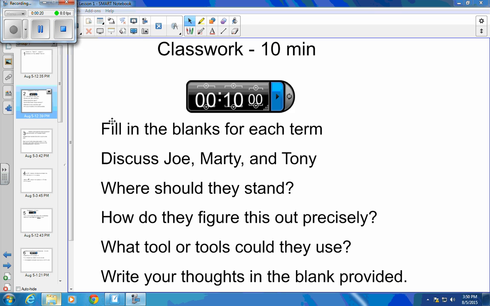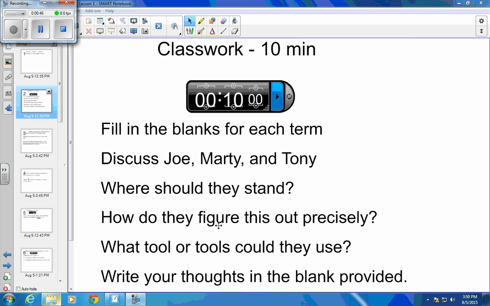So the first thing we did in class is you spent 10 minutes filling in the terms that are on the bottom of the first page, where it says fill in the blanks below as each term is discussed. Then you're going to read the opening sentence there under opening exercise and write down your thoughts on Joe, Marty, and Tony. Think about where they should stand.